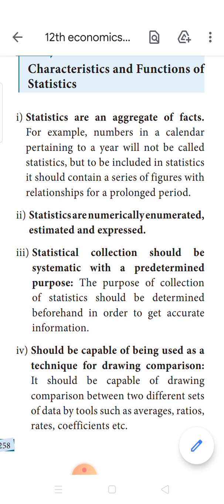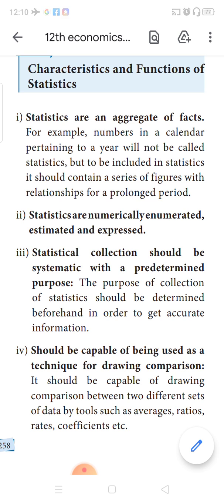This is nothing but presenting the data, and after that we analyze the data. That is, this many people belong to the children category, this many belong to the old age category. We analyze that, is it? So statistics is what? It is aggregation of all the facts. Facts means what? Truth. Example, the numbers in a calendar pertaining to a year will not be called statistics. It is just data. But to be included in statistics, it should contain a series of figures with relationships for a prolonged period of time. When I have to say calendar numbers are also statistics, I have to relate some other value to those calendar dates.